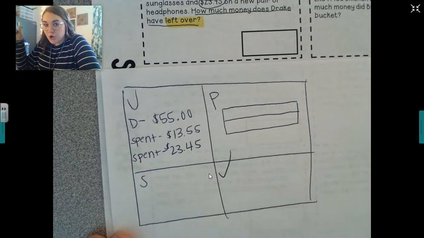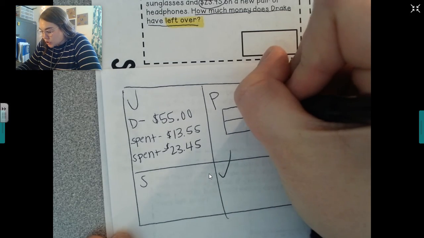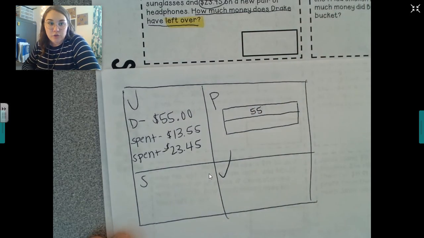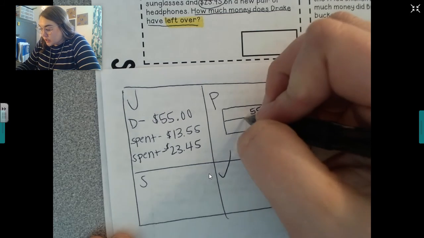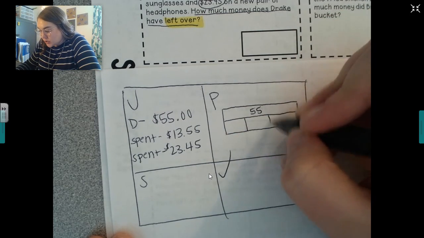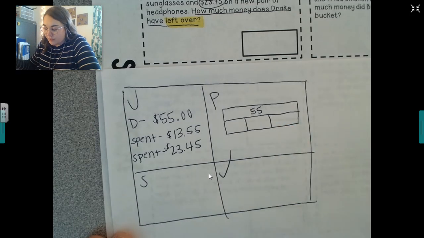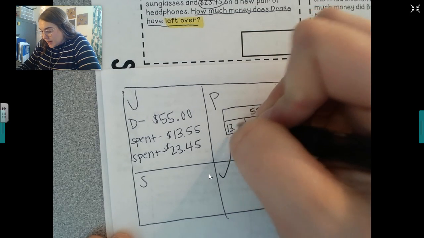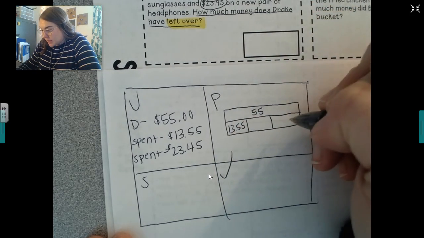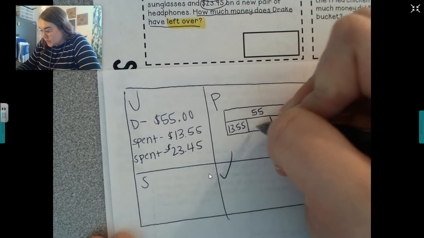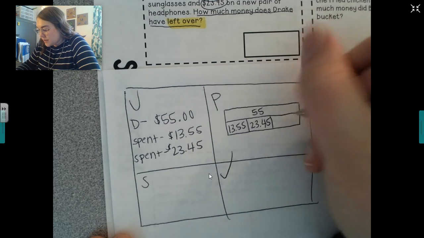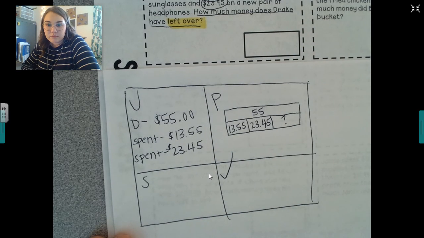So the top is your whole. What did he have to start with? Well, he had $55, right? He bought 2 things, 1, 2, and he had some left over. So I'm going to have 3 boxes. So we have $13.55 he spent on sunglasses and $23.45 on headphones, and then we don't know how much he has left over.